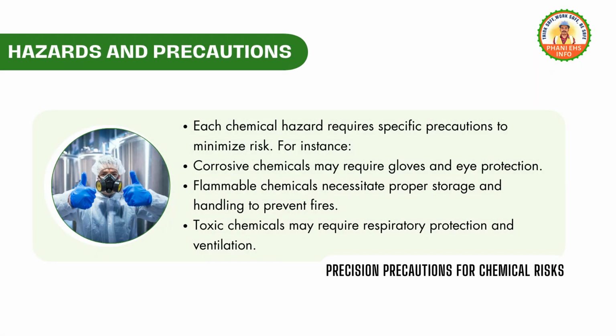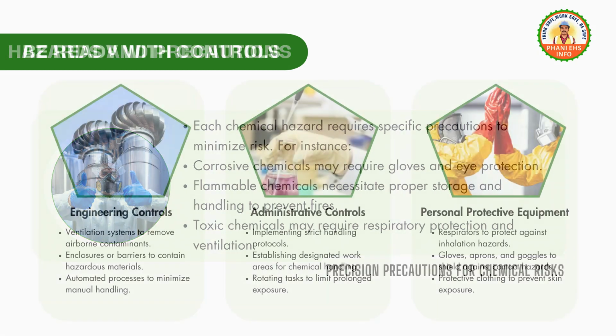Hazards and precautions. Each chemical hazard requires specific precautions to minimize risk. For instance, corrosive chemicals may require gloves and eye protection. Flammable chemicals necessitate proper storage and handling to prevent fires. Toxic chemicals may require respiratory protection and ventilation.